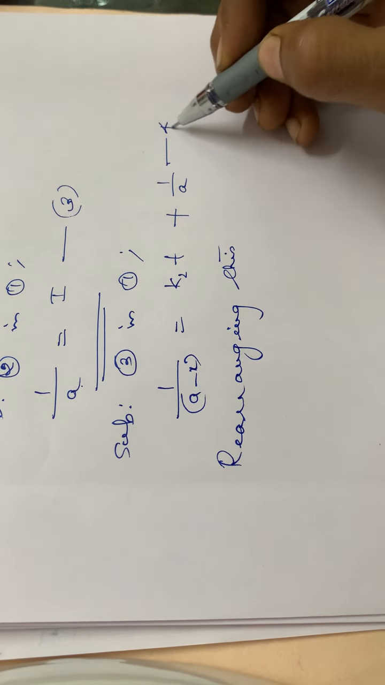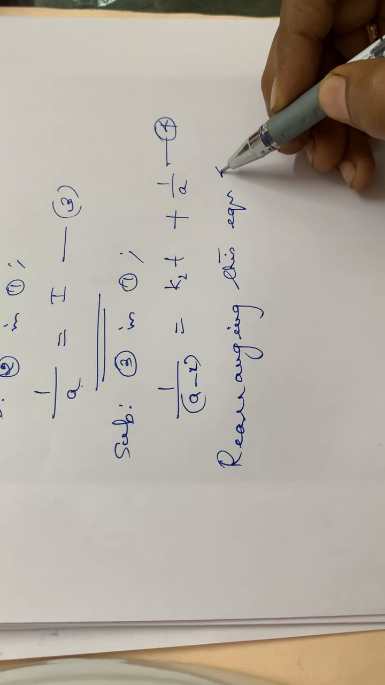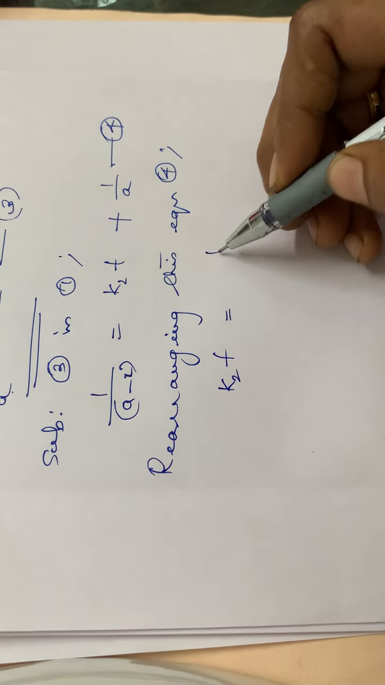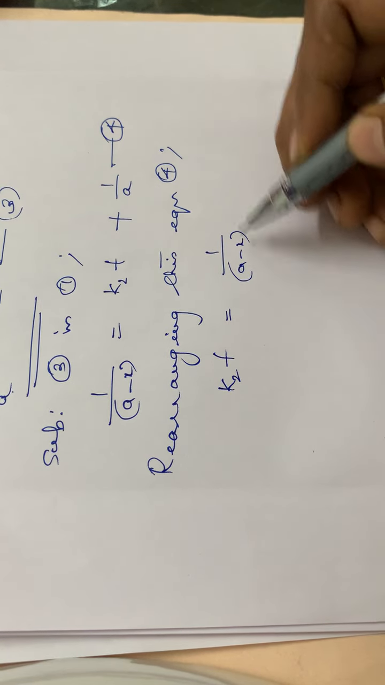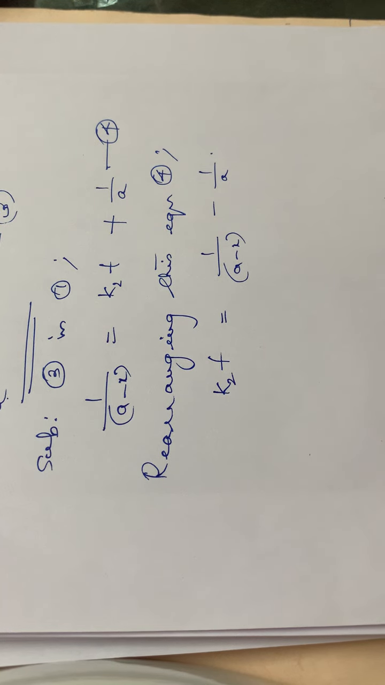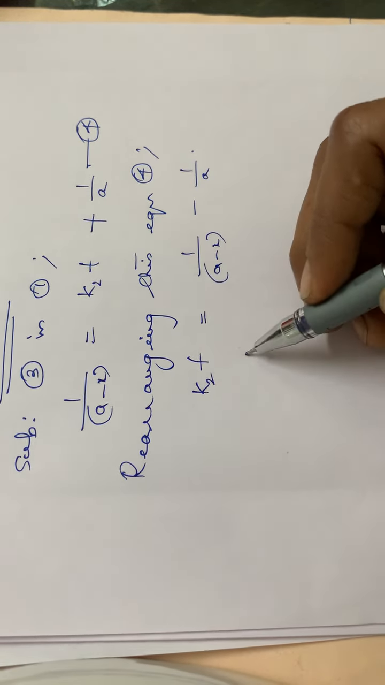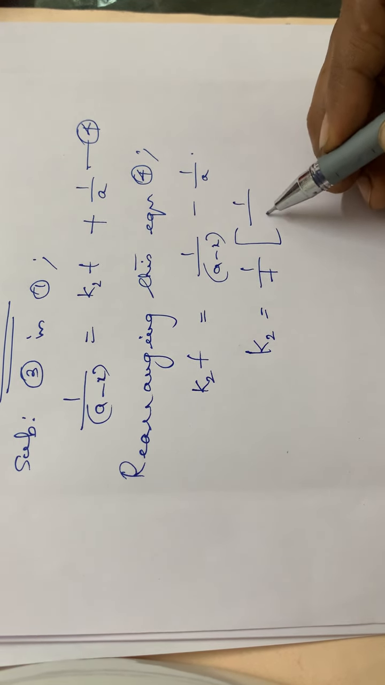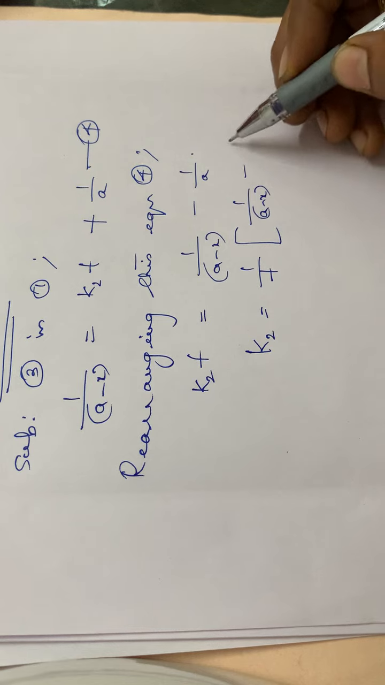Rearranging this equation, let it be equation 4. Rearranging equation 4, k2t is equal to 1 by a minus x minus 1 by a. Then again, what is k2? k2 is equal to 1 by t into 1 by a minus x minus 1 by a.